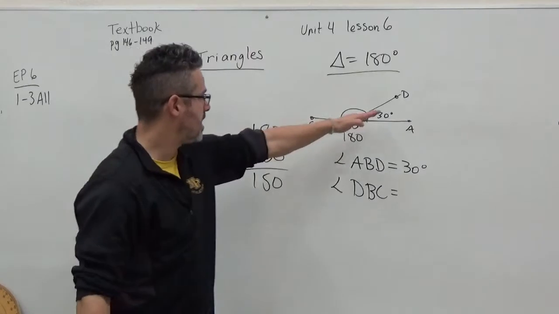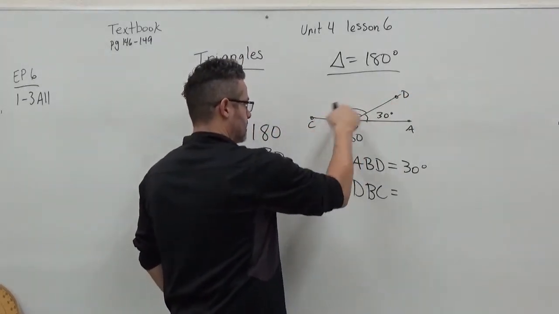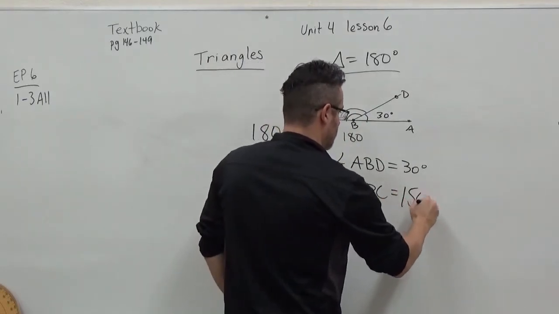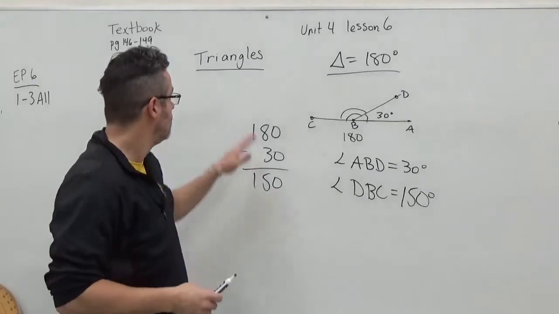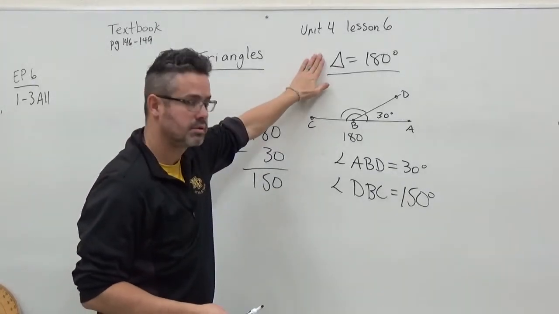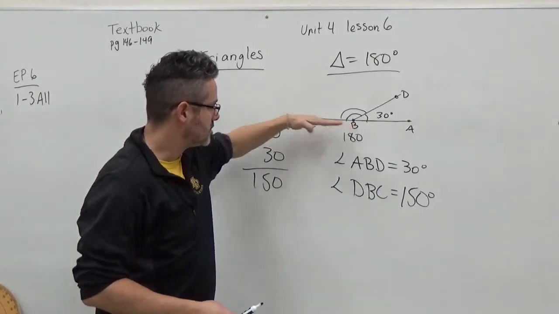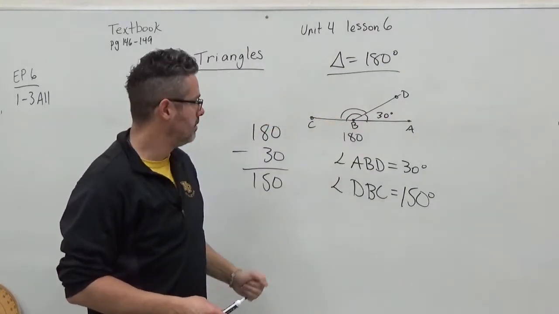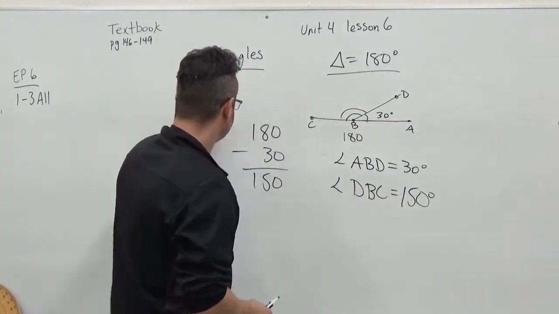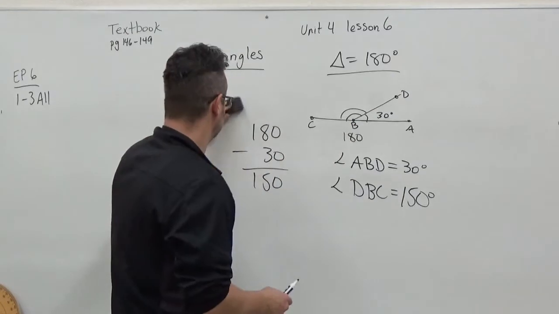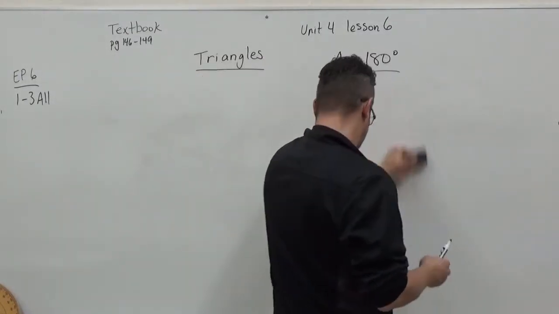150 degrees are left. So therefore, DBC, that's this angle, is 150 degrees. Pretty important concept for us to know as we get into triangles. 180 degrees on the interior angles. A straight line, if we're given one, we should be able to find the second angle by doing some simple subtraction. Okay, let's get into a couple of the questions that you're going to see in your assignment now.